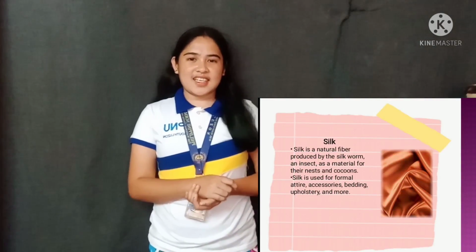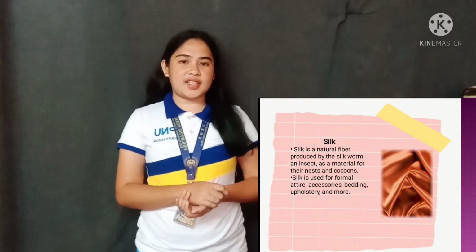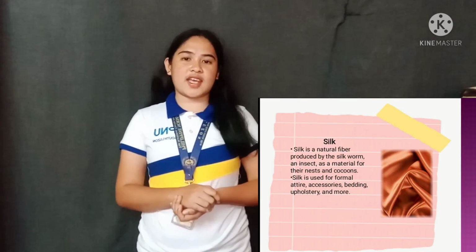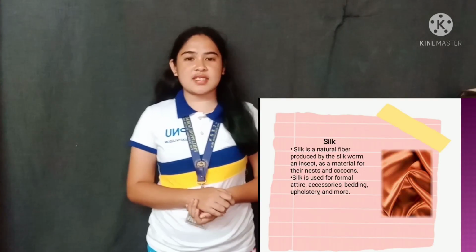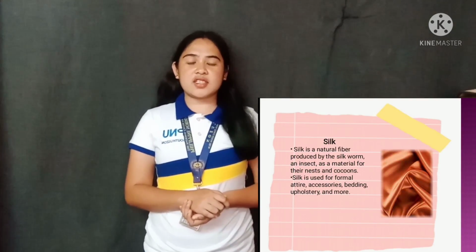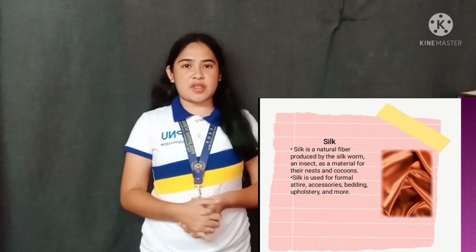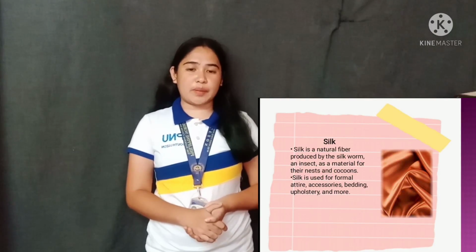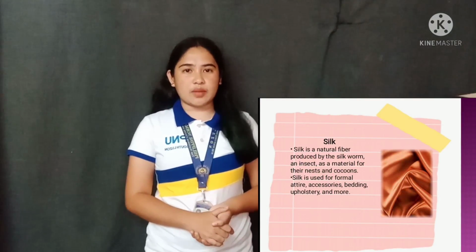Next is silk. Silk is a natural fiber produced by the silkworm, an insect, as a material for their nests and cocoons. Silk is known for its shine and softness as a material. It is an incredibly durable and strong material with a beautiful drape and sheen. Silk is used for formal attire, accessories, bedding, upholstery, and more.